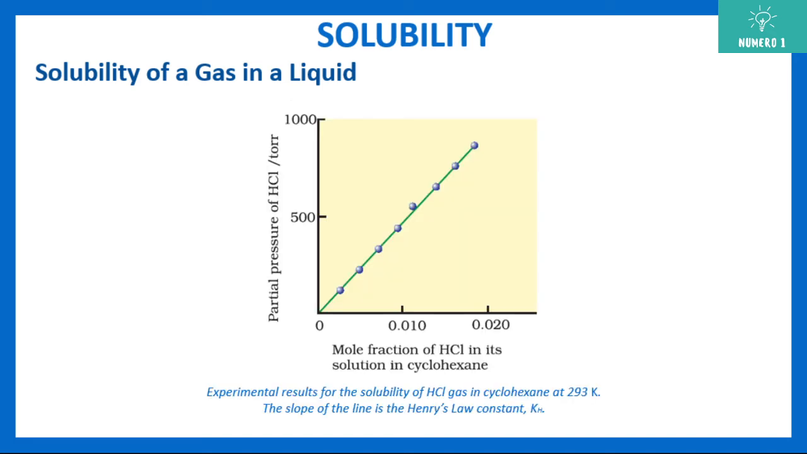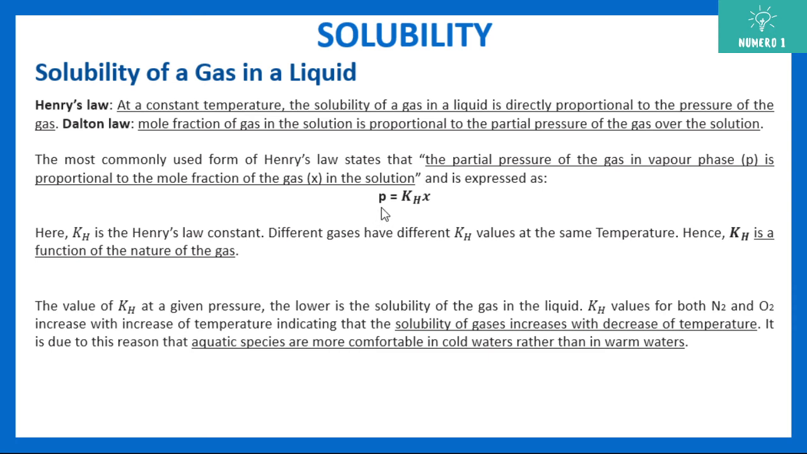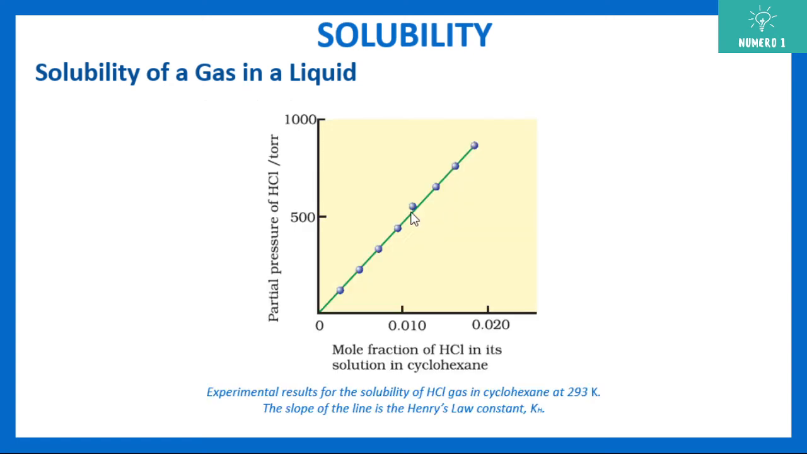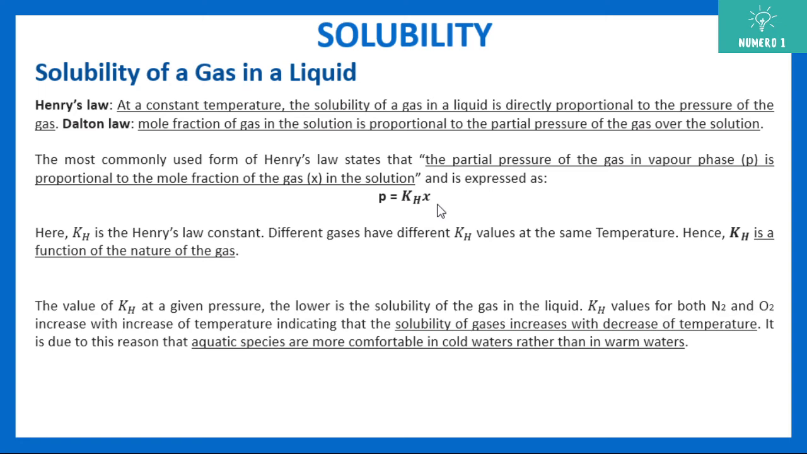Now, here is the relation again. If you see this graph, P is equal to Kh into X. This is the graph of this equation, like Y is equal to mx, where m is a constant. It's a straight line passing through 0, 0. This axis is the partial pressure, and this is the mole fraction, and the slope of this line gives you the value of Kh, that is Henry's law constant. So this is the graph of Y is equal to mx, or simply P is equal to Kh times X.